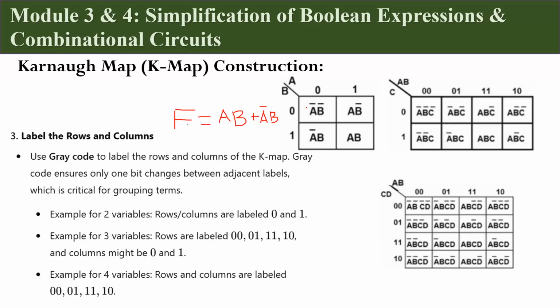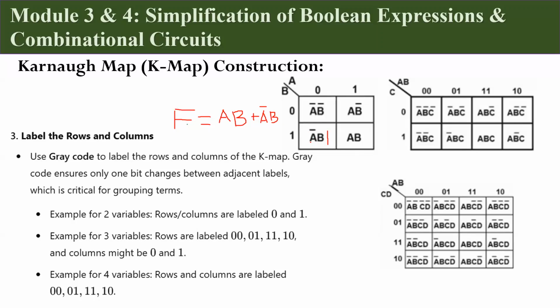In the function that I have, do I have A bar, B bar? No, sir. So there will be nothing in this first cell at all. There is no A bar, B bar in the function. Then do I have A, B bar? No. Do I have A bar, B? Yes. So I will put 1 here.